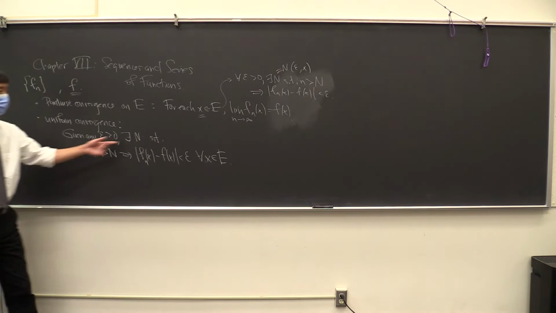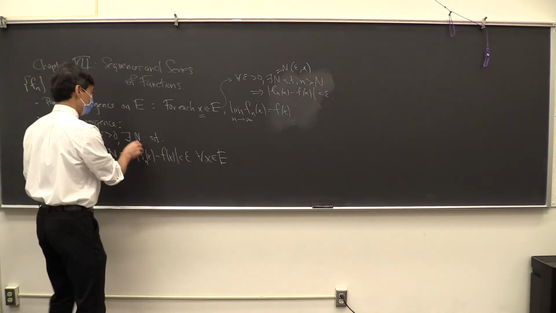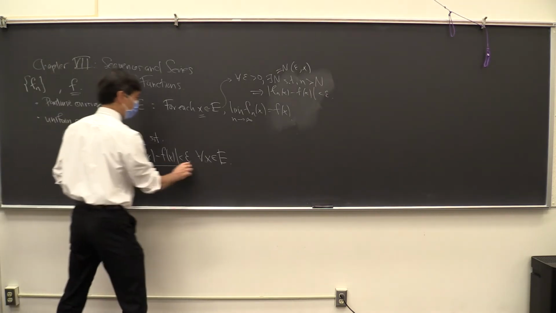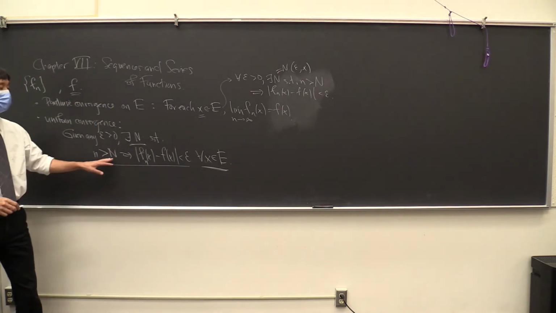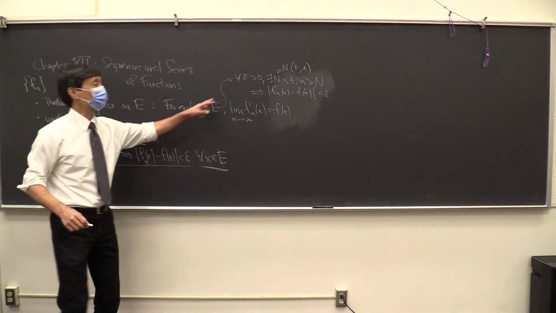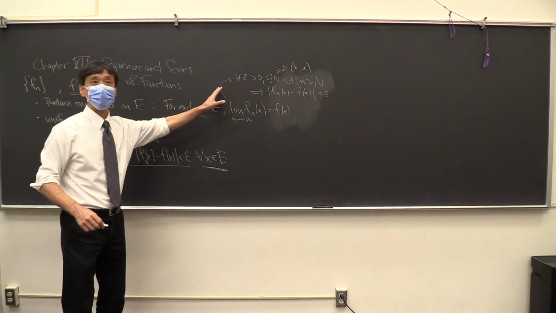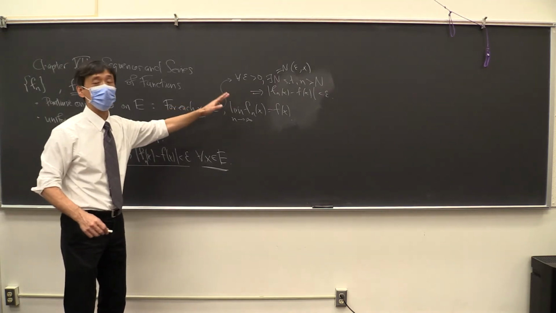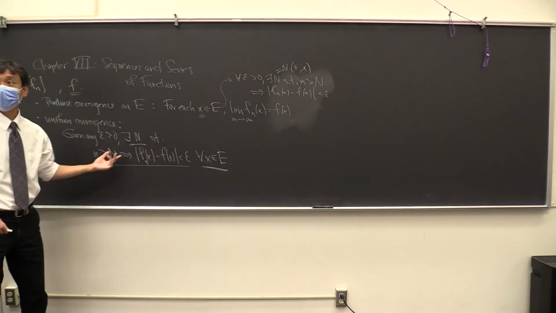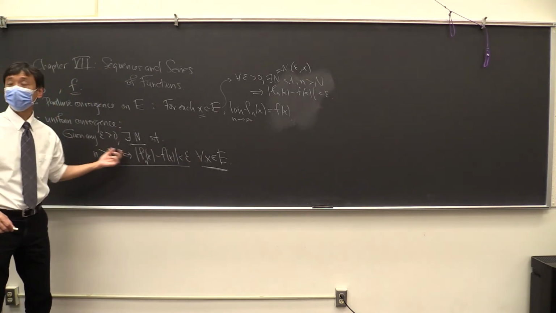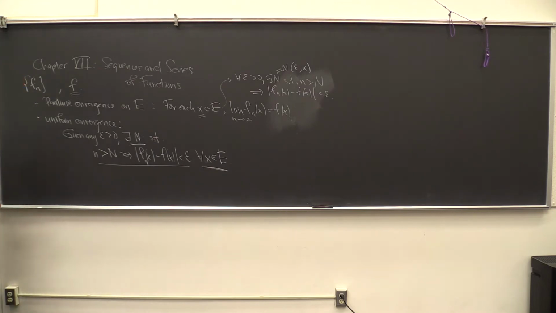Right, that the N worked. There existed this N such that this happened for all x. It worked for all x. Here, the N would change with the x. You're allowed to choose a different N for each x. Here, you're not allowed to do that. You have to be able to find an N that works for every x. Okay, and that was uniform convergence.